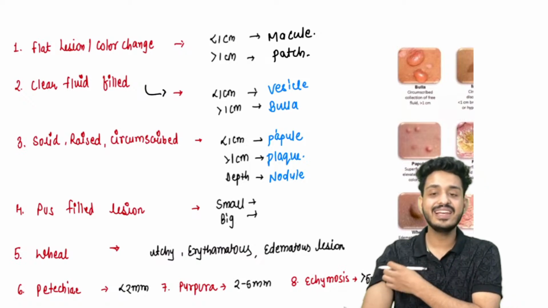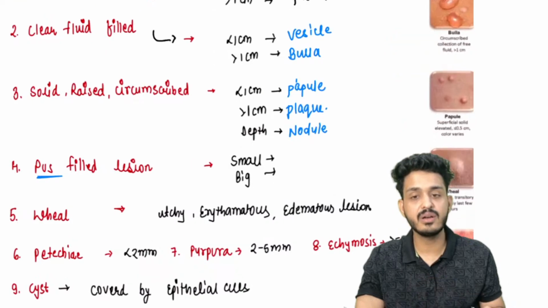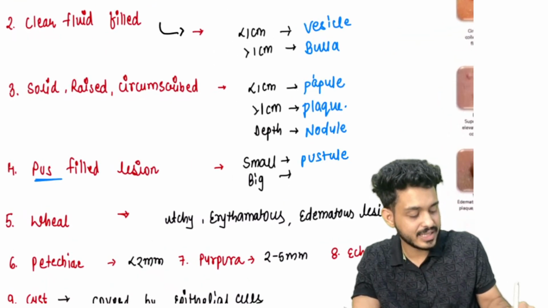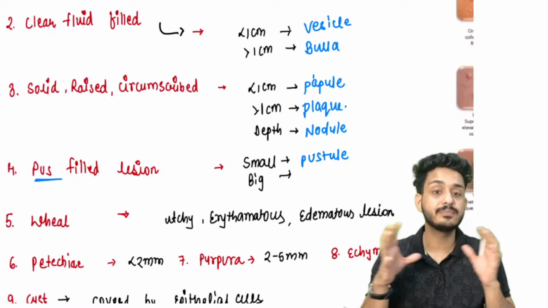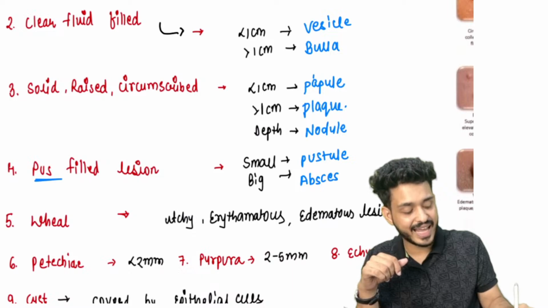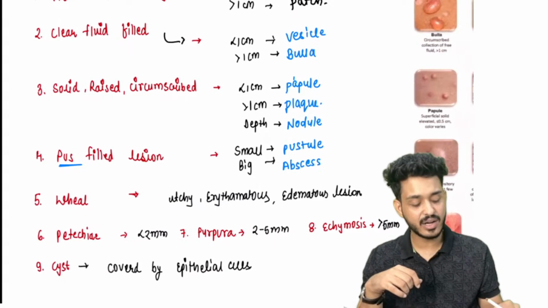Okay, any lesion with pus fill. If there is a pus filled lesion, try to remember, if it is small, we call it pustule. If it is a big lesion, what do we call it? We call it abscess. Any pus filled lesion, small is pustule, big one will be abscess. These are all primary lesions.